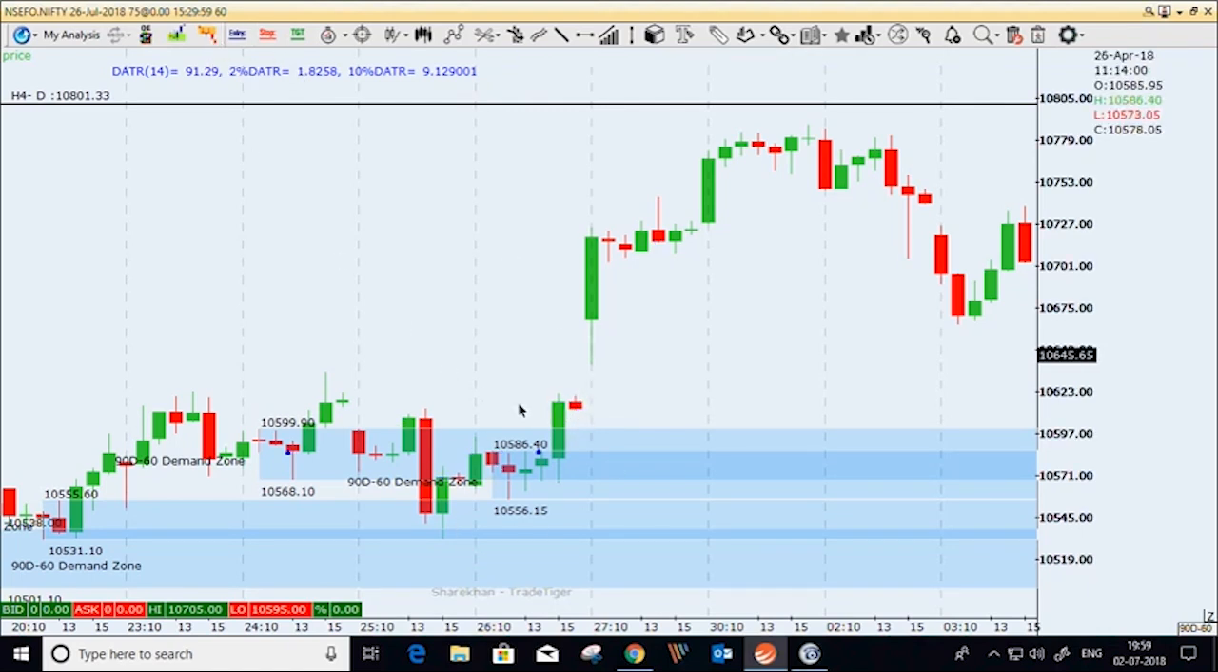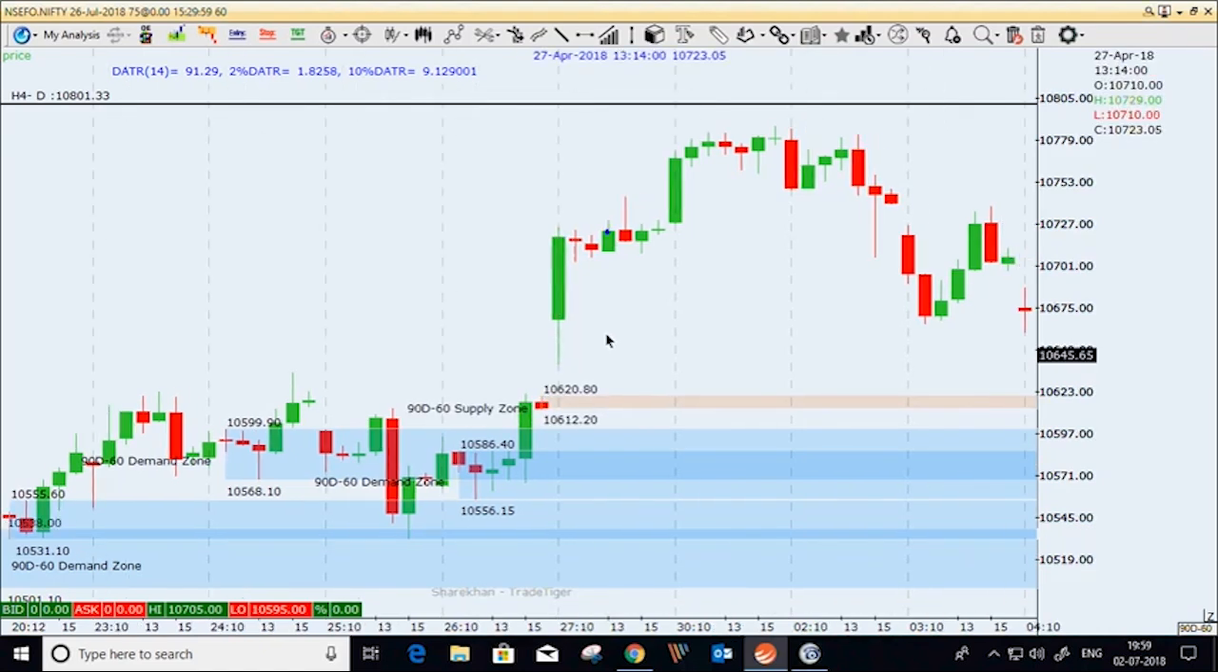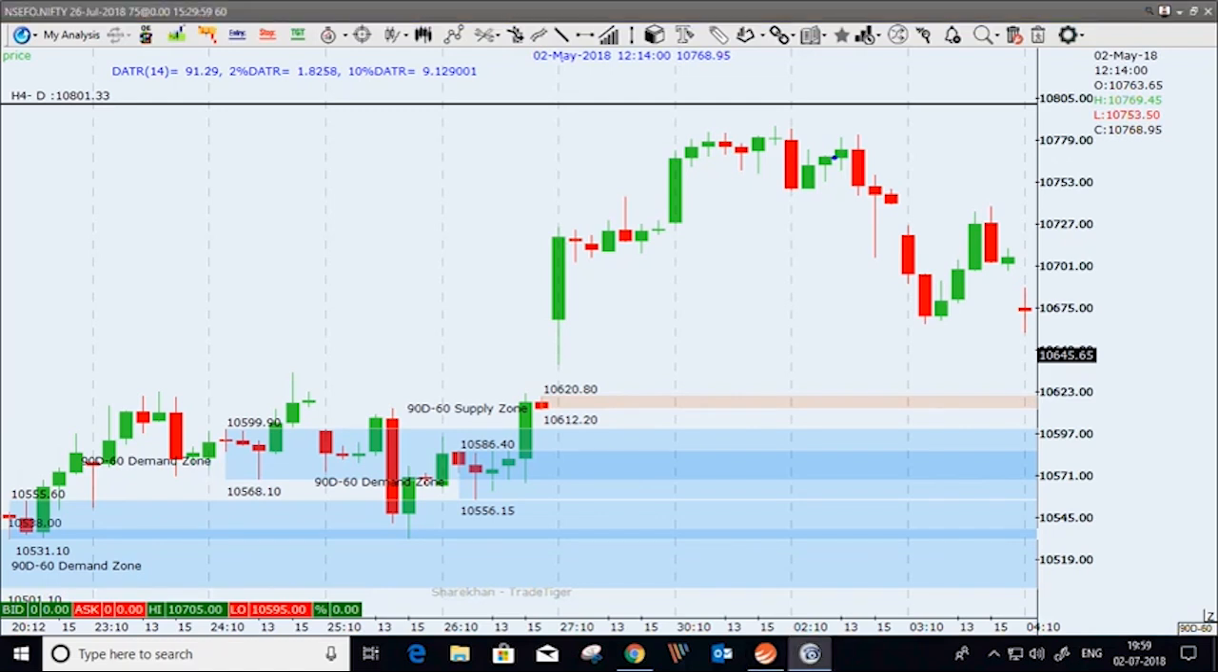What about this? Rally, base, small base and a gap up and a rally. Is it authentic or is it a reaction? Authentic, yes, because the base candle is not touching the previous base candle, right?